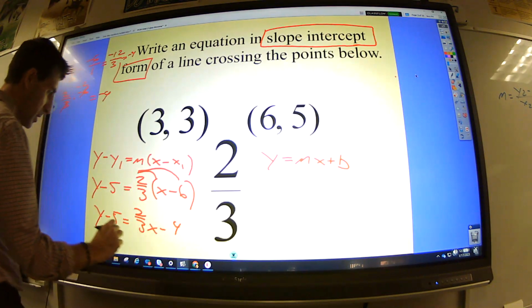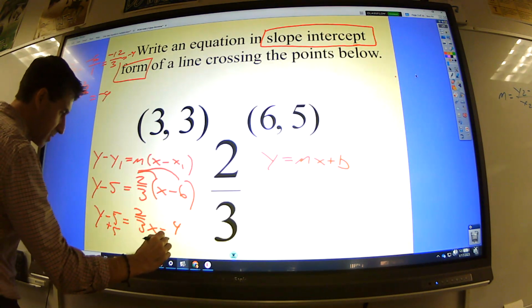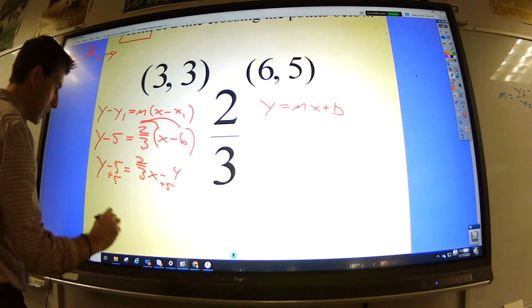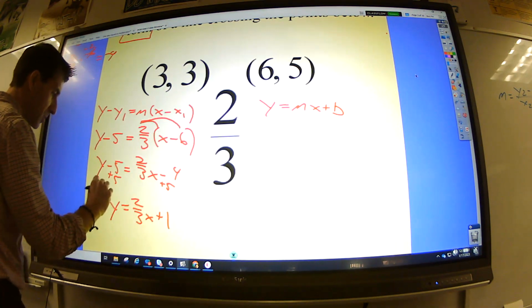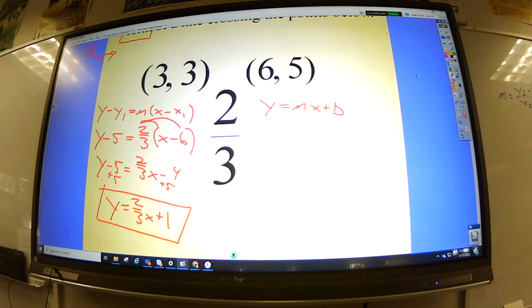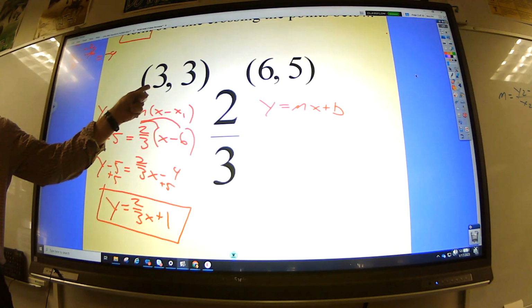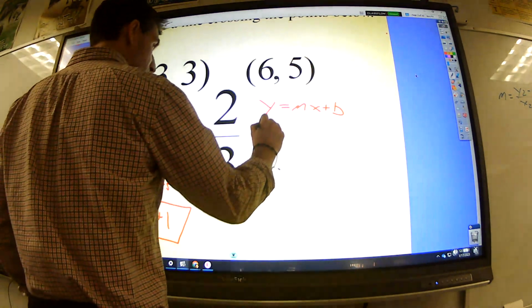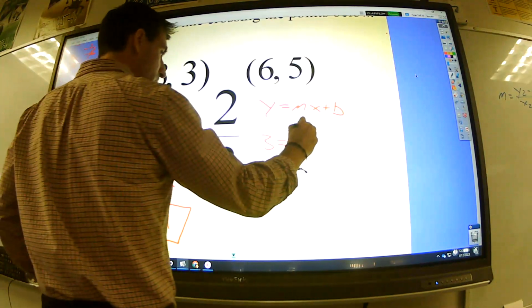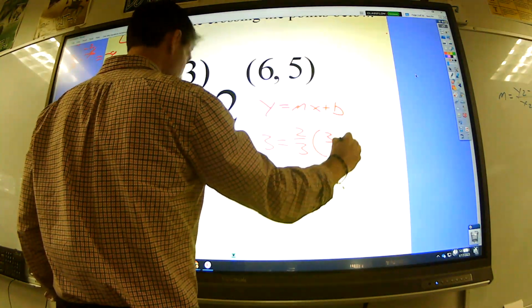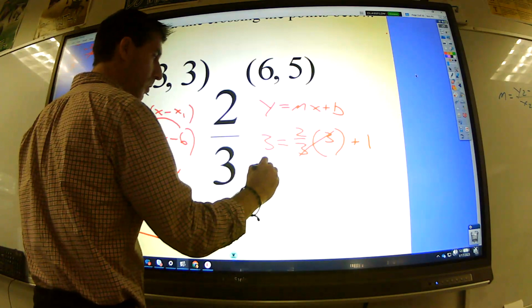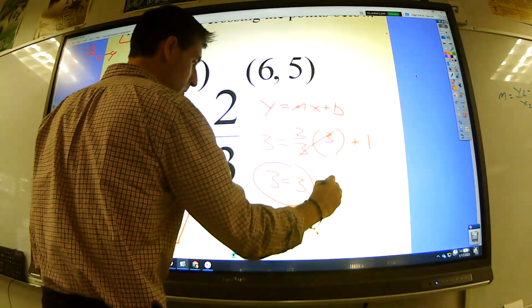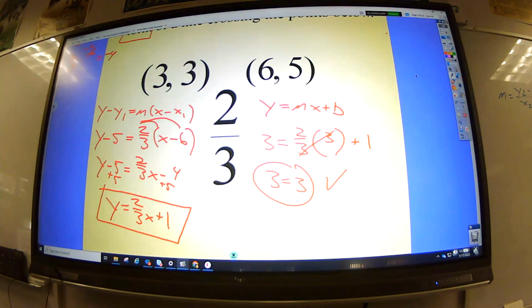So I say -4, and then I add 5. I'm clicking it up so you can see. Y equals 2/3 x. -4 plus 5 is 1. Now, how do I know if my answer is correct? Plug in the other point, right? Plug in for y, 3 equals 2/3 times x, 3 plus 1. That cancels out. It was 2 plus 1. Boom. You know your answer is correct.